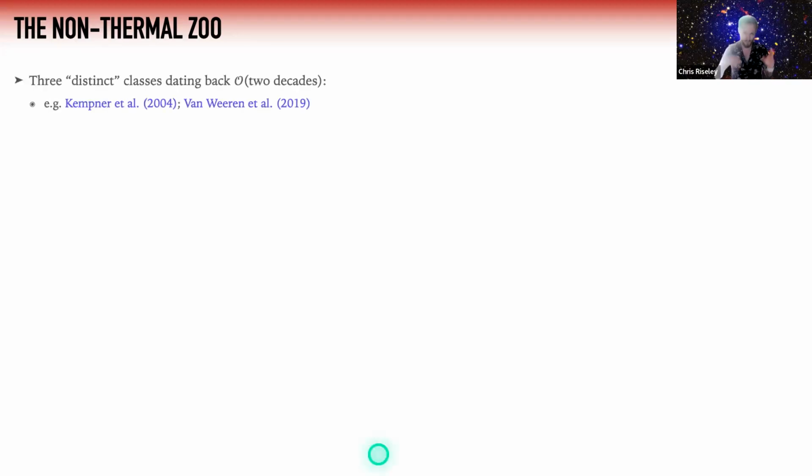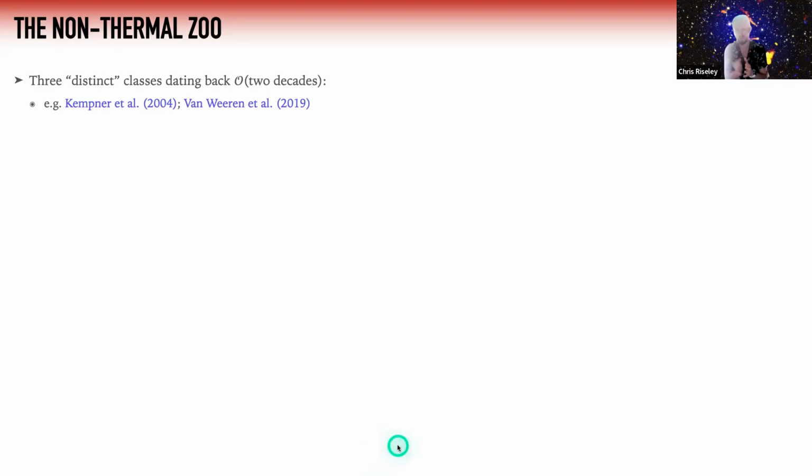Now I've talked about relics, and I've talked about halos, and I've talked about radio galaxies, but let's dive a bit into the non-thermal zoo of phenomena in galaxy clusters. I'm not principally going to be talking about radio galaxies. I'm going to be talking about phenomena associated with the intracluster medium itself. We have more or less three pseudo-distinct classes of source dating back of the order of 2 decades to this paper in Kempner et al.